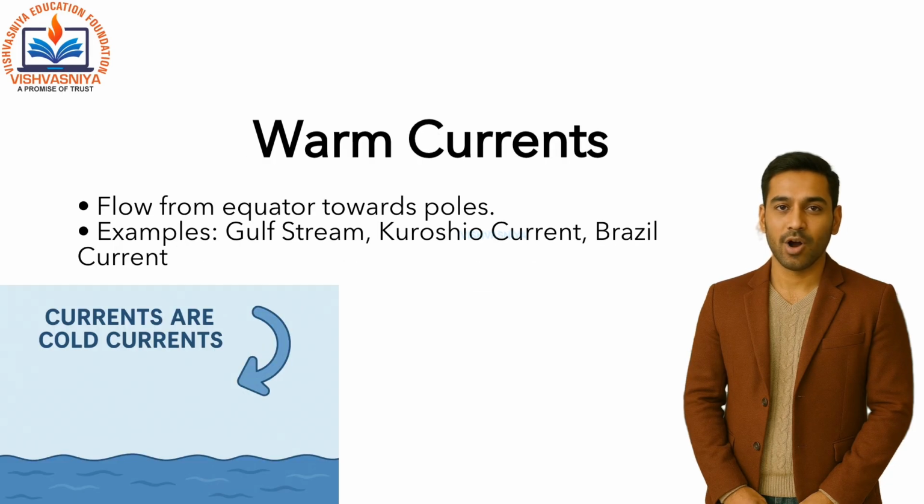Some currents are warm currents. They carry warm water from the equatorial regions towards the poles. Famous examples include the Gulf Stream in the Atlantic Ocean, the Kuroshio Current near Japan, and the Brazil Current. These warm currents make nearby coastal regions milder and more suitable for living.